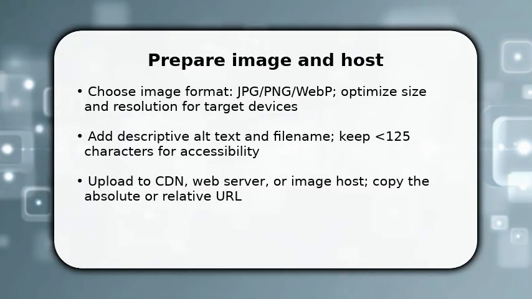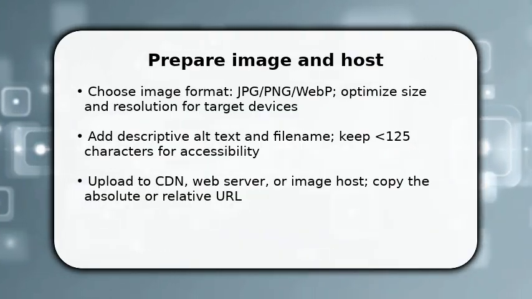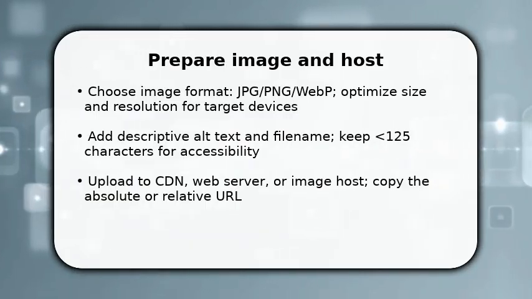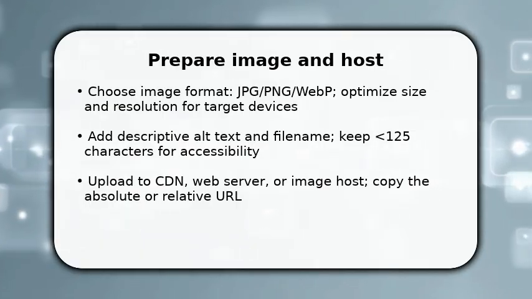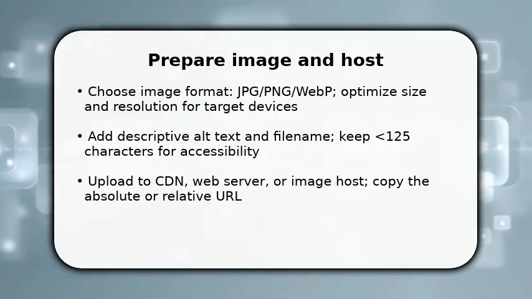You start by preparing the file and getting a reliable URL. Choose an efficient format like WebP or compressed JPG, then resize for common breakpoints so downloads stay small. Make sure the file name is descriptive and add alt text for accessibility. This matters for users and search engines.